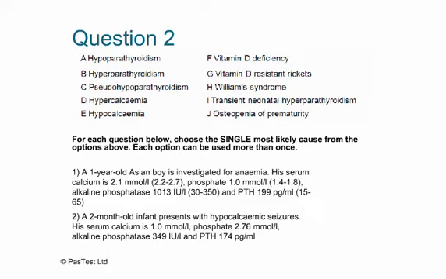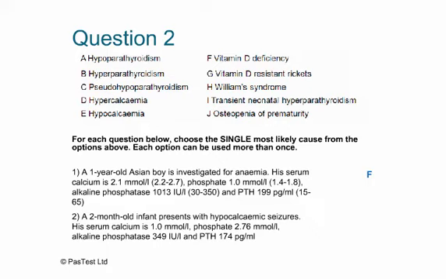And the answer is vitamin D deficiency. The serum calcium is on the low side, as is the phosphate. The alkaline phosphatase is high, indicating bone turnover, and so is the serum PTH. In this child, the vitamin D levels were very low.